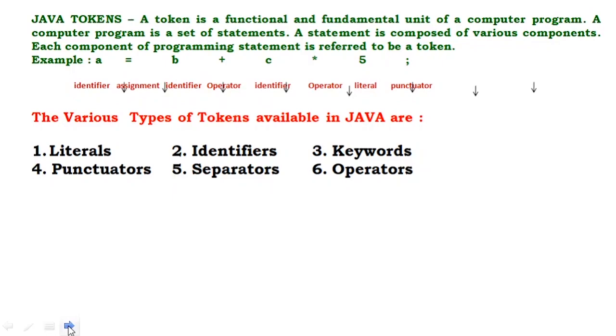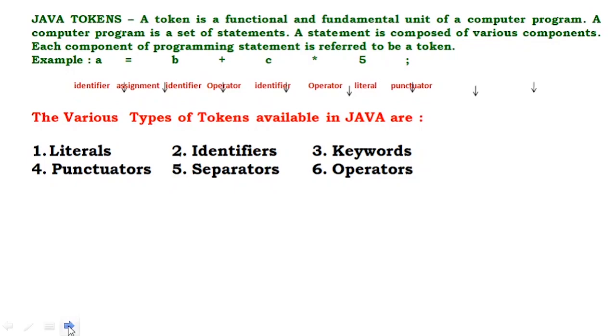Again, I have written A is equal to B plus C into 5, followed by a semicolon. Now, A is your identifier. Equal to is an assignment operator. B is an identifier. Plus is a symbol which is the operator. C again is an identifier. The multiplication sign, that is star, is an operator. 5 is a literal, that we'll discuss, and then this ends with the punctuator, that is semicolon. Children, you see, a statement consists of various types of tokens, and that's what we will discuss today.